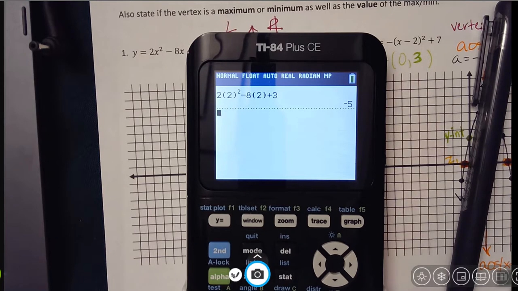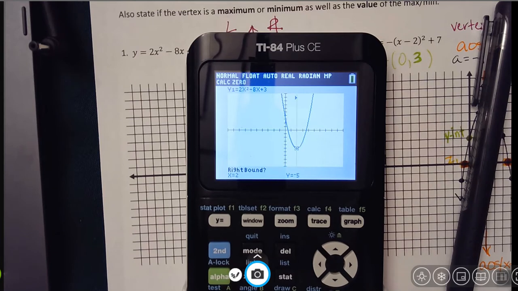I messed up. Helps if I don't mess up my calculator. 2, 5, enter. There we go. So that's another way you can do it.